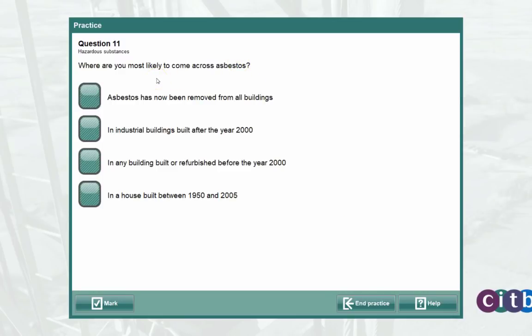Where are you most likely to come across asbestos? Asbestos has now been removed from all buildings. In industrial buildings built after the year 2000. In any building built or refurbished before the year 2000. In a house built between 1950 and 2005.